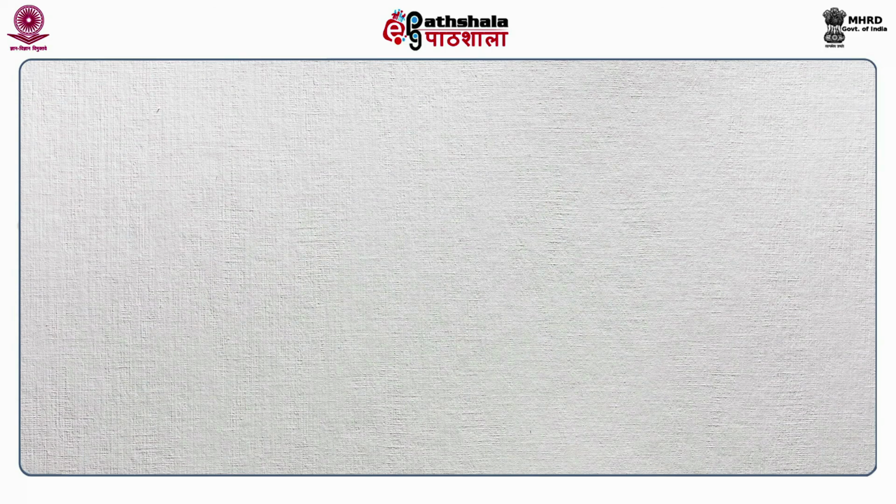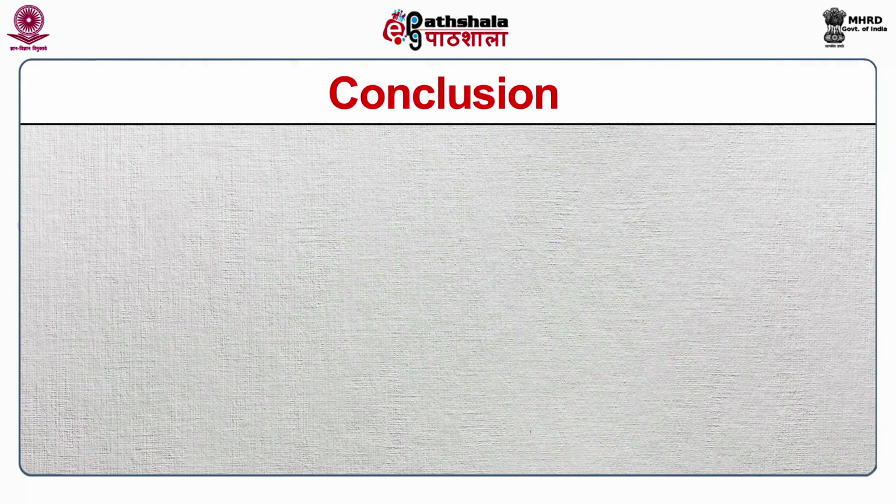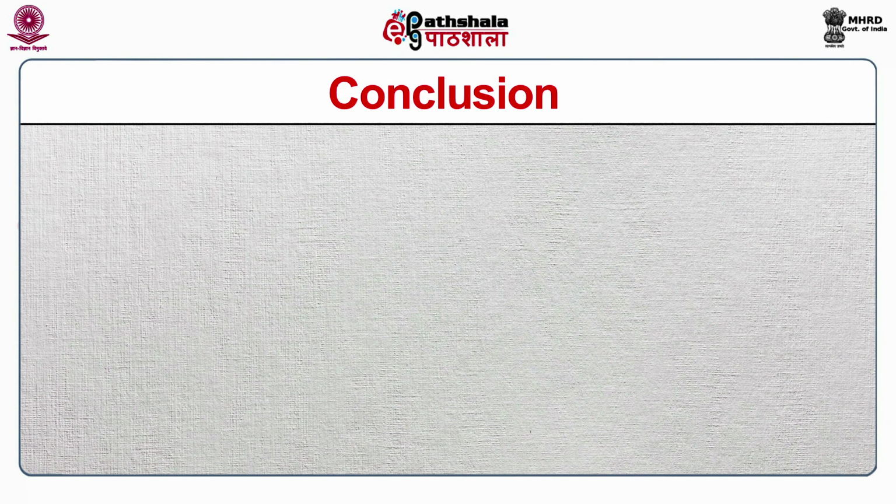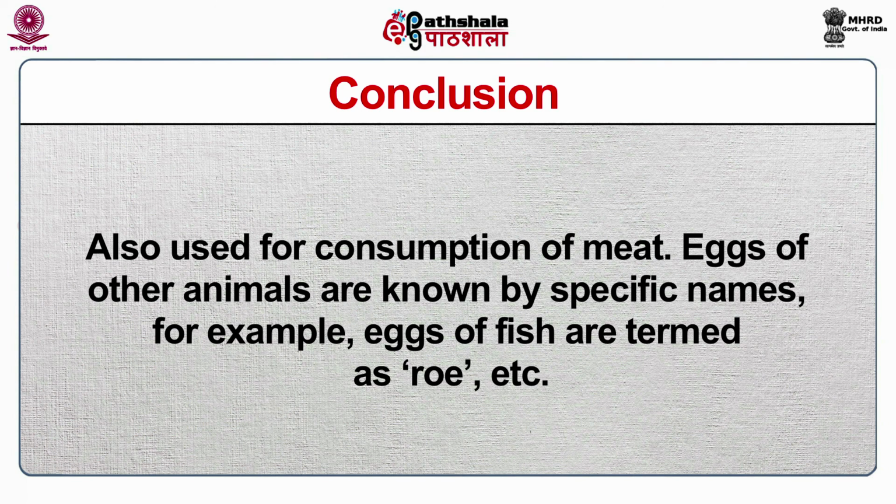egg custard. Now, I would like to summarize why eggs discussed in the chapter are edible eggs of poultry that include ducks, chicken and a few other farm raised birds and game birds, also used for consumption of meat. Eggs of other animals are known by specific names. For example, eggs of fish are termed as roe.